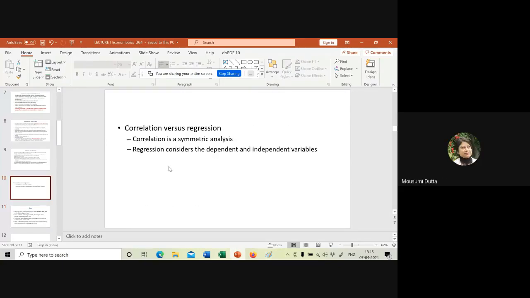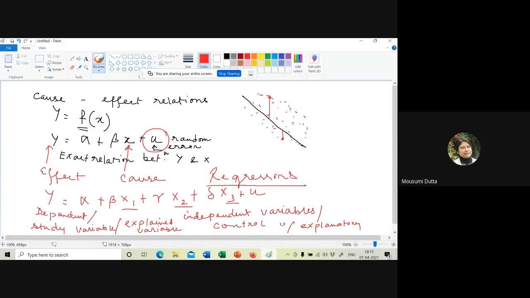Okay, first of all, this is the thing. Then the right hand side variables are called regressors, and the left hand side variable is called regressand. Y is called dependent variable, study variable, explained variable, regressand. X variables are called independent, control, explanatory, regressors. Okay.